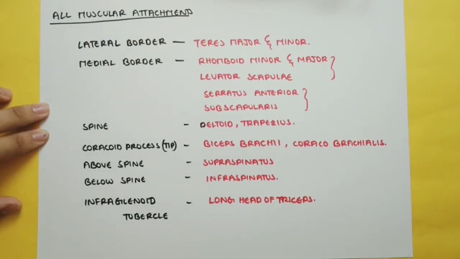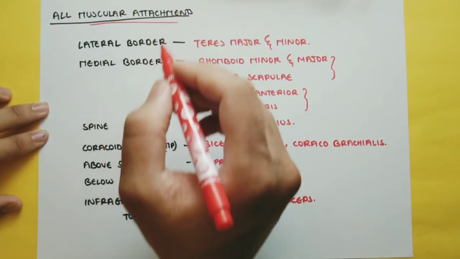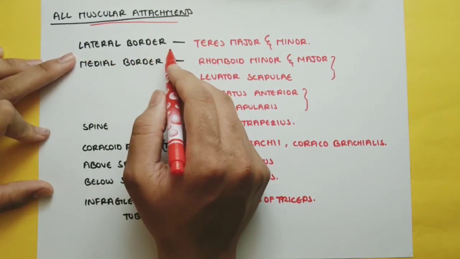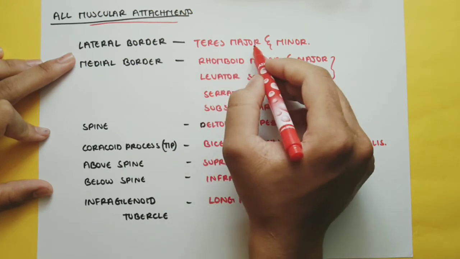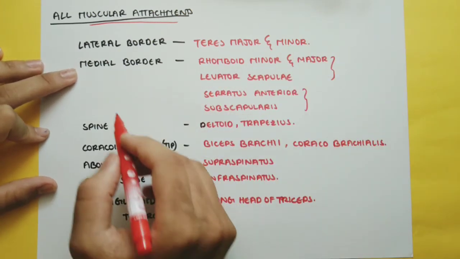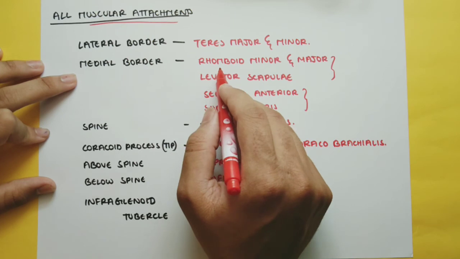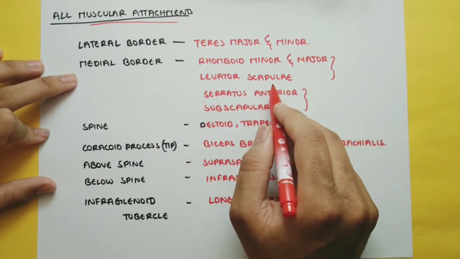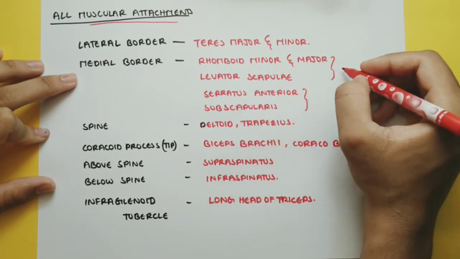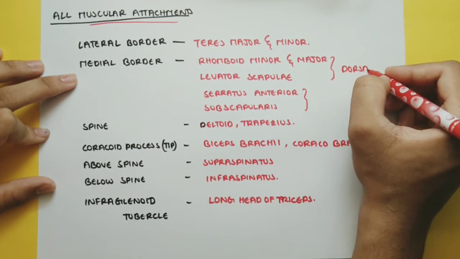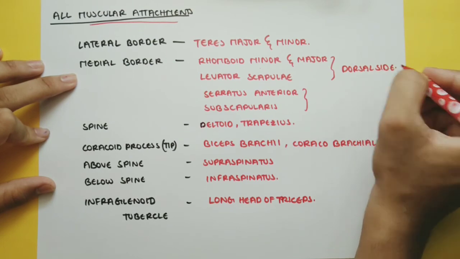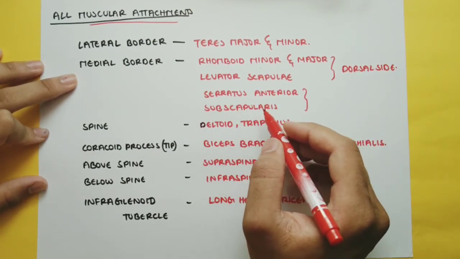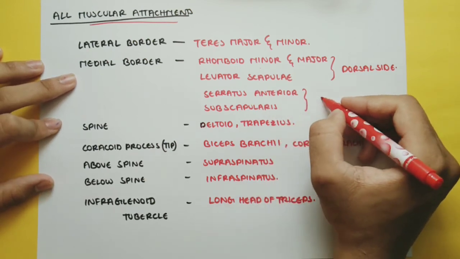Now let's take a look at all the muscular attachments of the scapula. The lateral border of the scapula gives attachment for the teres major and the teres minor. The medial border of the scapula gives the attachment for the rhomboid minor, rhomboid major, and levator scapulae. These three muscles are on the dorsal side. And the serratus anterior, subclavius and subscapularis are on the front side.